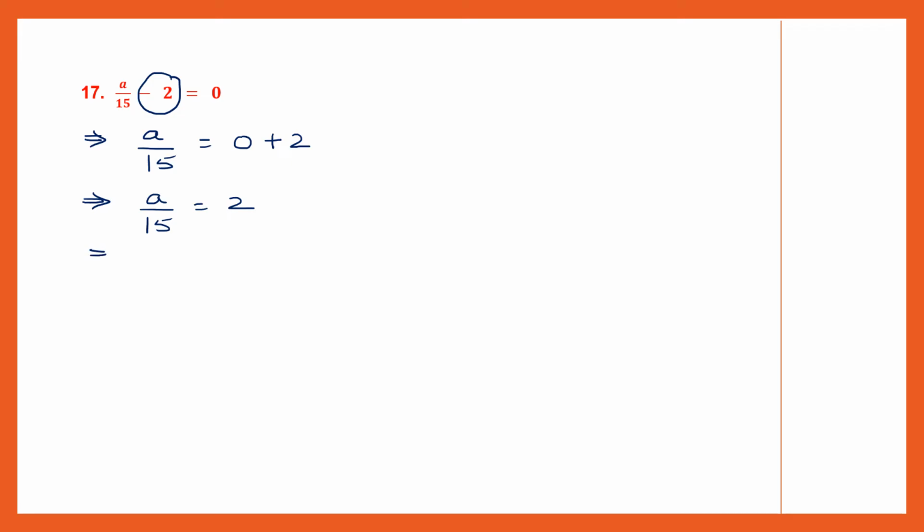So to solve for A, we say 2 into 15 because we have transposed 15 from the left hand side to the right hand side. Division has become multiplication. So we have solved for A. A is equal to 2 into 15 is 30. So we've got the answer for A. A is equal to 30.